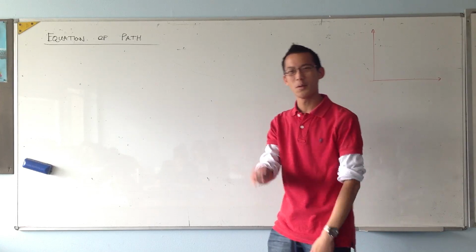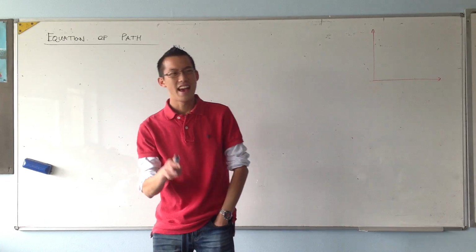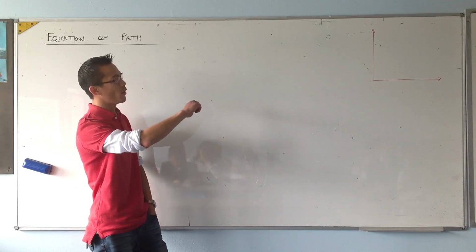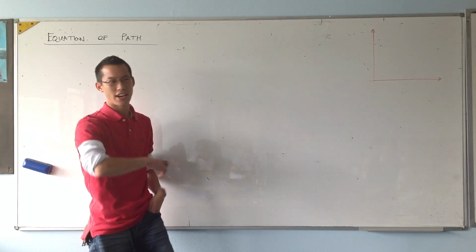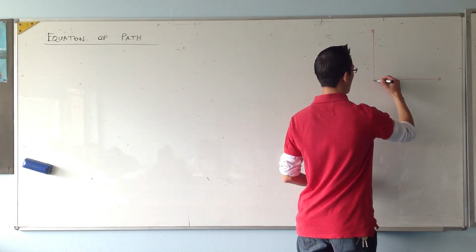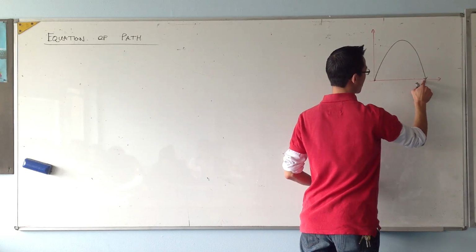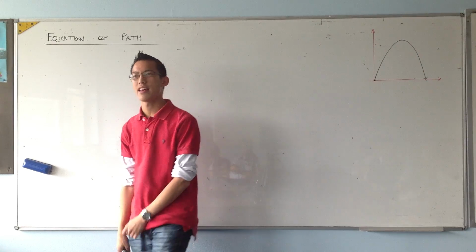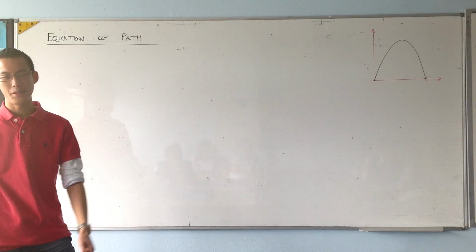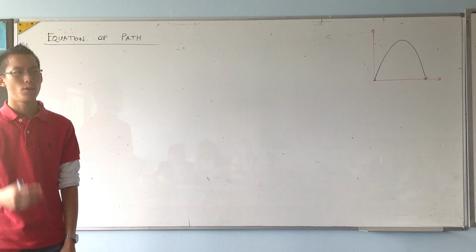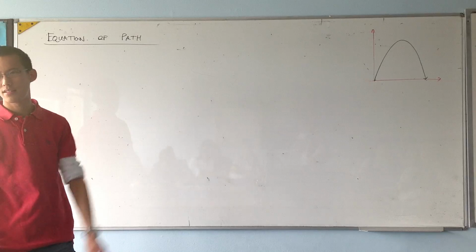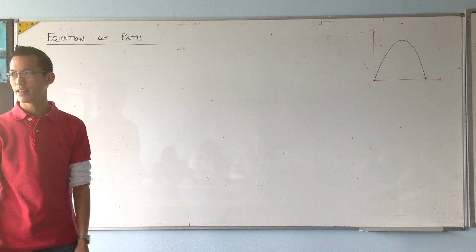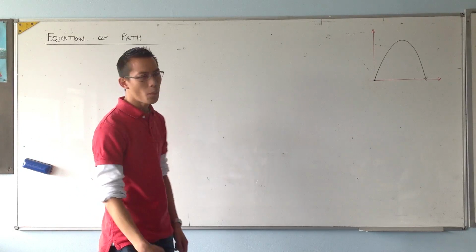Equation of path. Now, what we're thinking about is, what is the path traced out by a projectile? How can we describe it? Another way to phrase that question in language you're hopefully familiar with is, what's the locus of all the points that a projectile passes through? Okay, that's what we're trying to think about. Now, what would your first guess be?